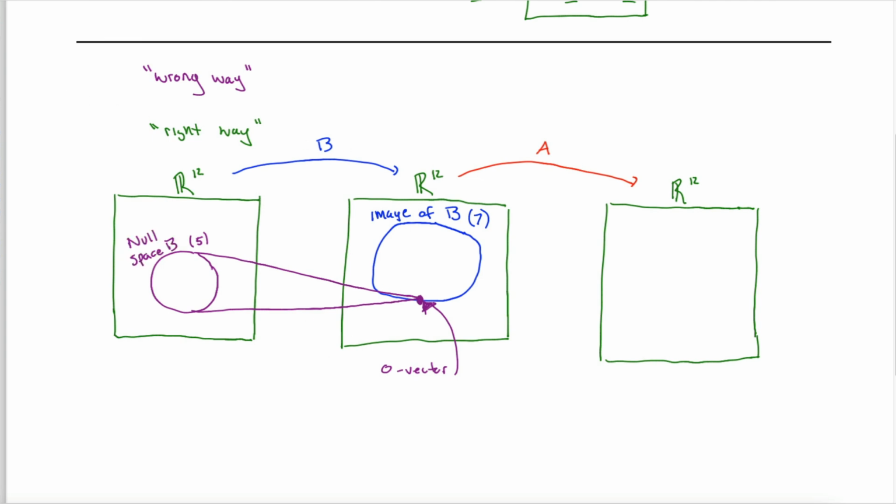Where I have to be a little bit careful is when I talk about A. I made it sound like maximizing the null space of this composition, in other words, getting as many of the 12 dimensions here sent to the 0 vector over here, was as easy as having the null space of A not intersect the null space of B.